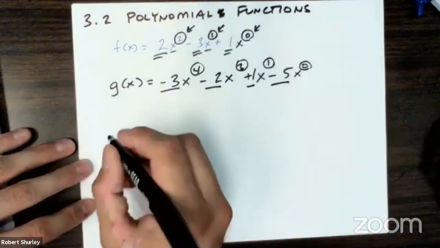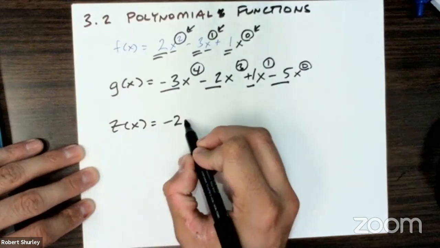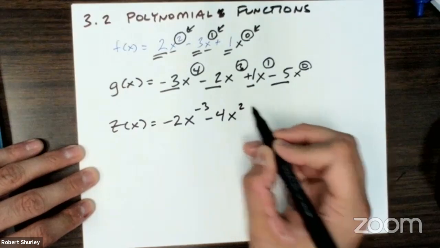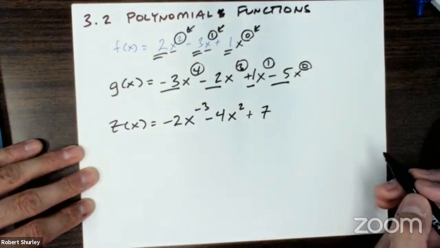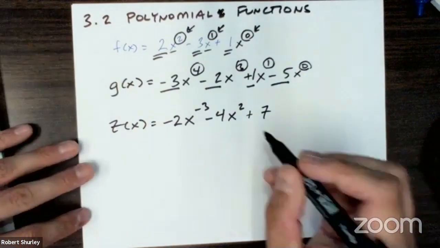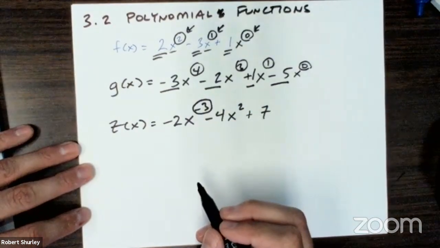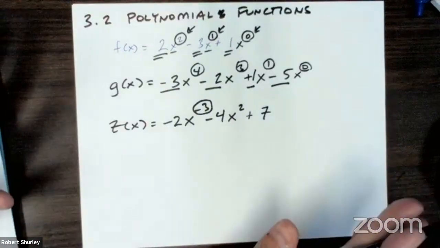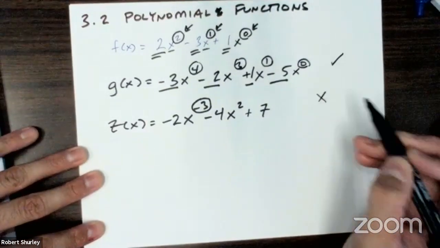Something that wouldn't be a polynomial. Let's say we had z of x equals -2x to the -3 minus 4x squared plus 7. This wouldn't be considered a polynomial because this first term's exponent is negative. You cannot have negative exponents in polynomials, not happening. So polynomial here, not a polynomial here.